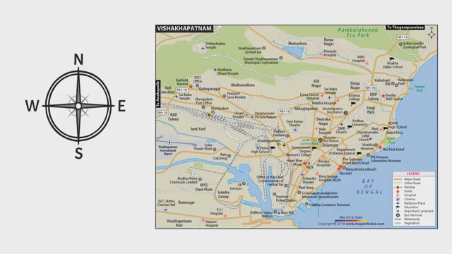Children, see this picture. See this map. This is the Visakhapatnam map. And what is here, children? N. And here, what is this picture? What does it show, children? What are these letters? N, E, S, W. Have you remembered, children? Yes.